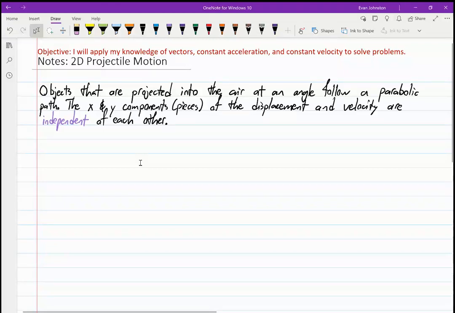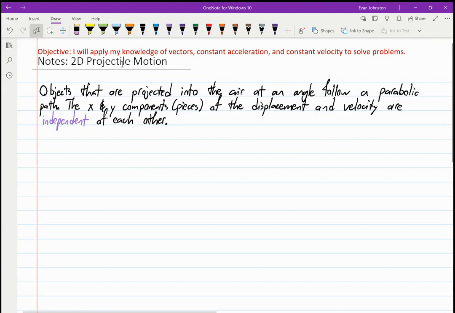Hey everyone, in these notes we're going to be looking at 2D projectile motion, stuff moving not just in X, side to side, not just in Y, up and down, but something moving at a combination. So this is your golf ball being hit, your football thrown, your cannonball launched, your diver running and jumping off a cliff, things like that. Our objective here to start us off is applying our knowledge of vectors, constant acceleration, and constant velocity to solve problems and analyze phenomena.